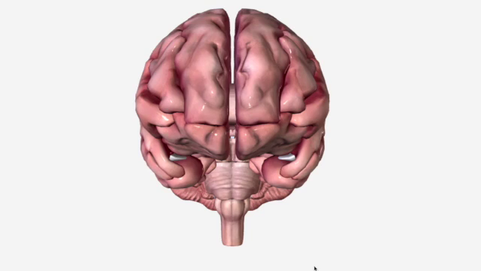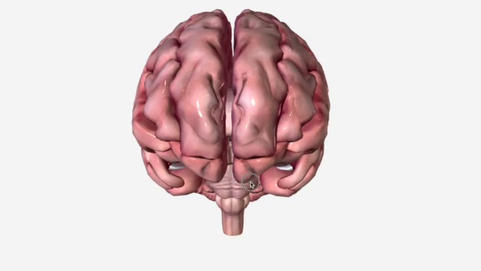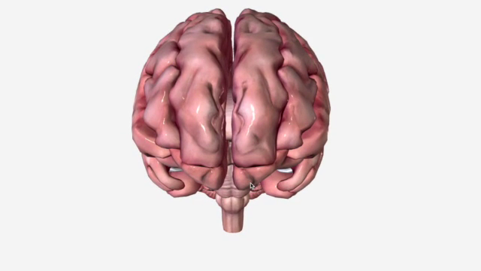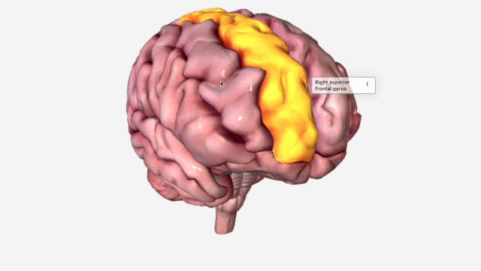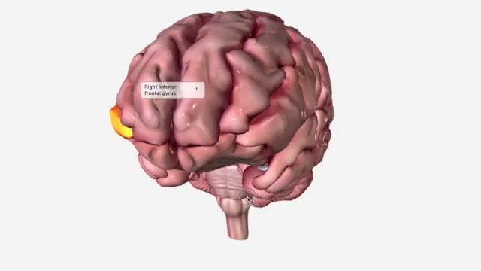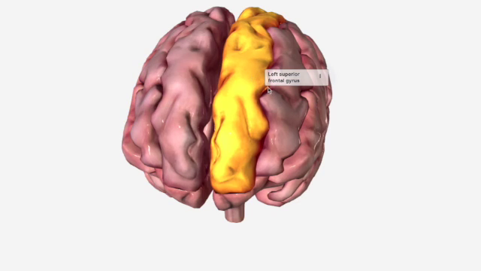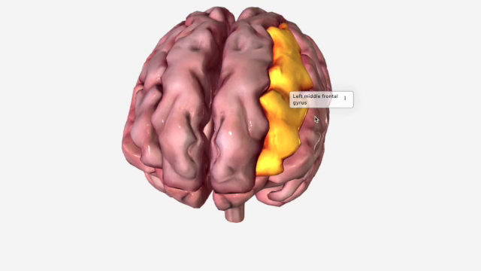The cerebrum is the largest part of the brain, so it covers the top portion of the brain, and it consists of the right and left frontal lobes. Here's the right frontal lobe. We have the superior frontal, middle frontal, and inferior frontal. That's the right side. Left side does the same thing. Left superior, left middle, and left inferior.